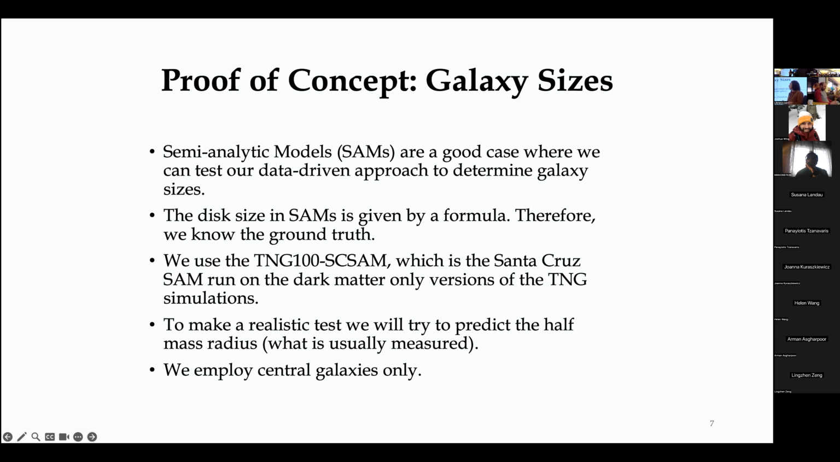To make everything more realistic in this work, we use the half mass radius instead of just the disk radius. So we basically measure the size of a galaxy, because this is what is usually measured in observations as well.